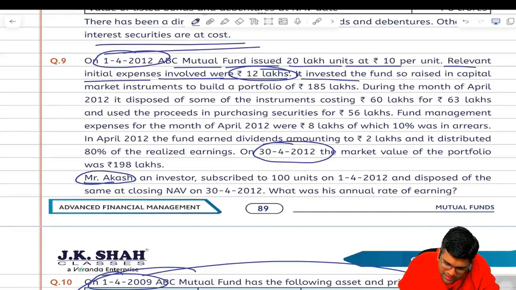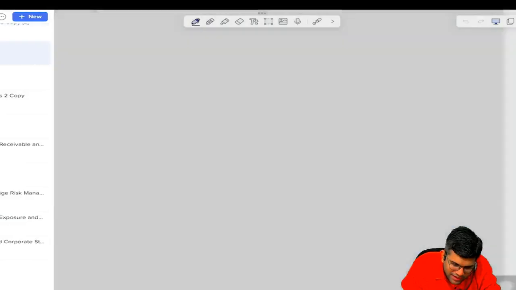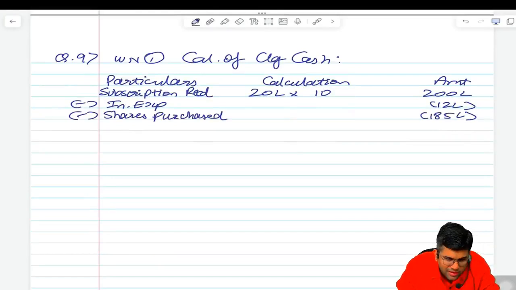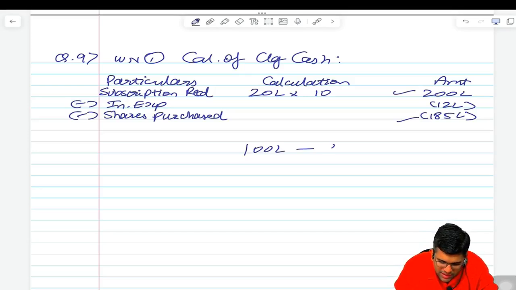Next, it invested the fund so raised. This 200 lakh you raised, no? They invested in different equity shares to build a portfolio of 185 lakh. Do you realize, I will write shares purchased 185 lakh. Now in one previous question, this and this we had netted off, and you remember 100 lakh was raised, 98 lakh was invested. We started with an opening balance of 2 lakh. It's the same kind of calculation. Okay. All right.